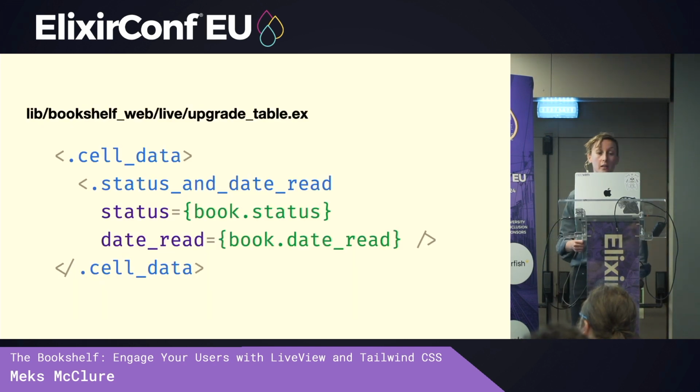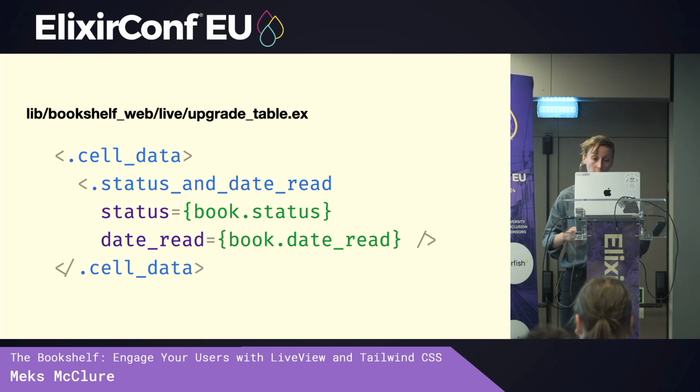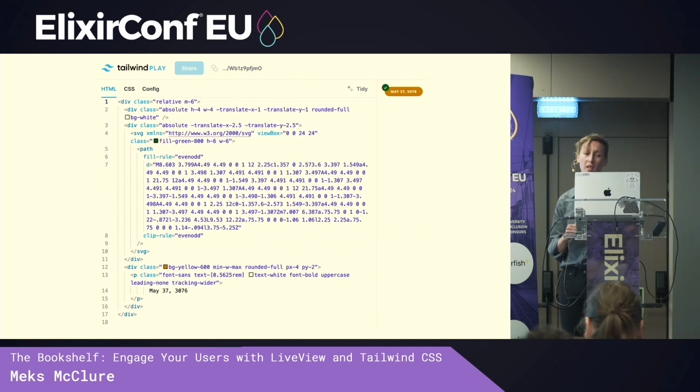Now, for the status and date read badges, as a reminder, the cell data function component takes an inner block as a slot. So Marcy can write another new function that will style the badges and display it as an inner block. This is trickier CSS implementation.